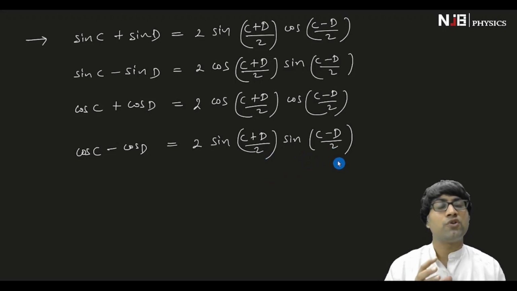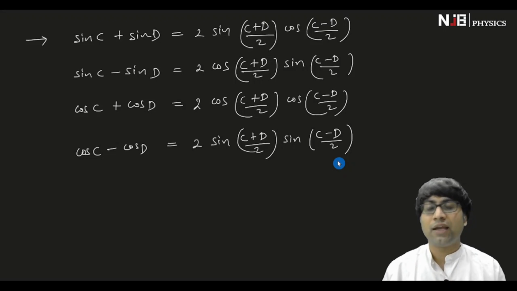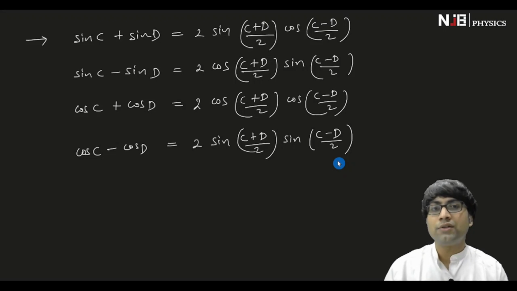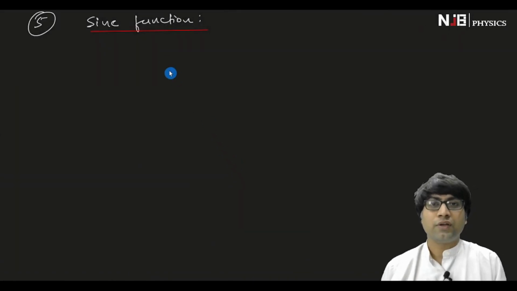So these four sets of trigonometric identities we must memorize, which is going to help us again in solving problems in physics. Now with this, we are going to talk about all the trigonometric ratios, the 6 ratios separately. That means the sine function, cosine function, tangent function, cosecant function, secant function, and cotangent functions individually. And the first thing that we'll start with is the sine function.